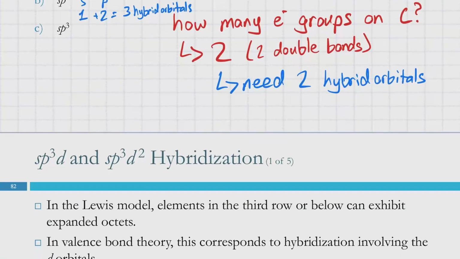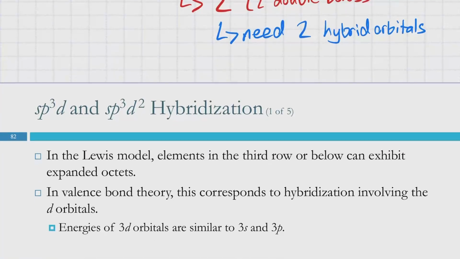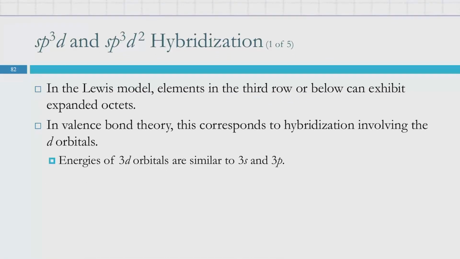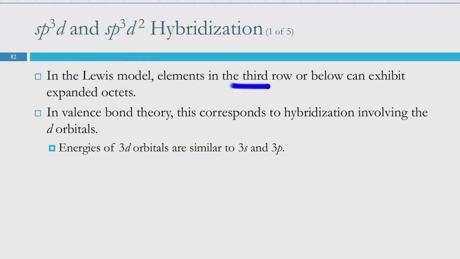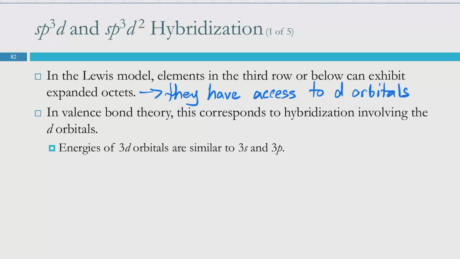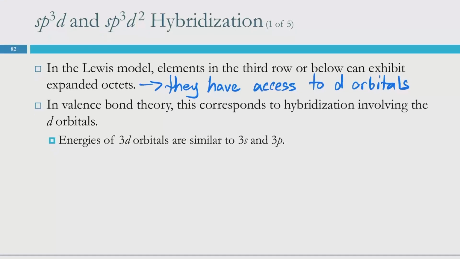We can also have more than just sp3. We can have sp3d and sp3d2. So in our Lewis model, elements in the third row and below can exhibit expanded octets. And again, this is because they have access to d orbitals. I've talked about those as being extra pockets that they can put the electrons into. Oh, we filled up our s and our p. Let's throw some up into our d orbitals, and that works. As long as they're in the third row or below, they have access to those d orbitals.